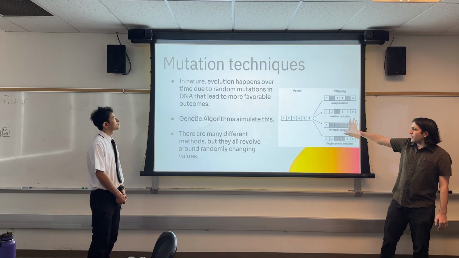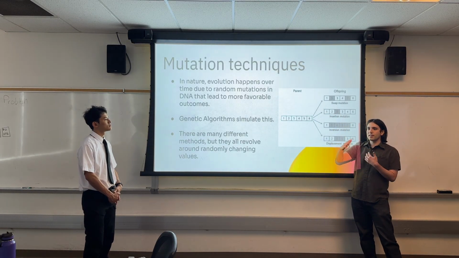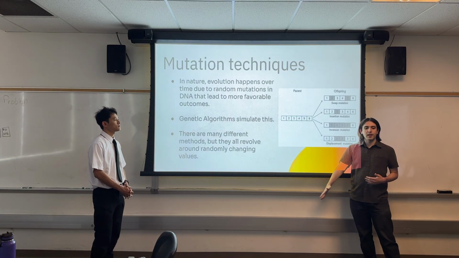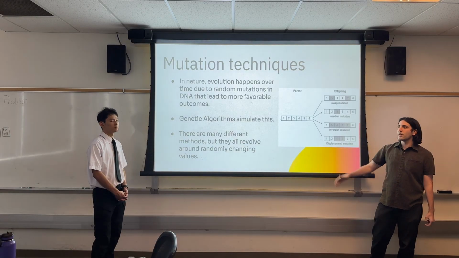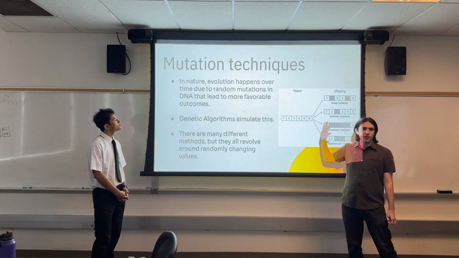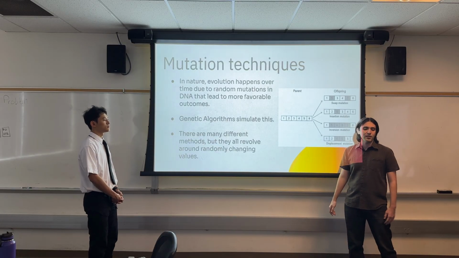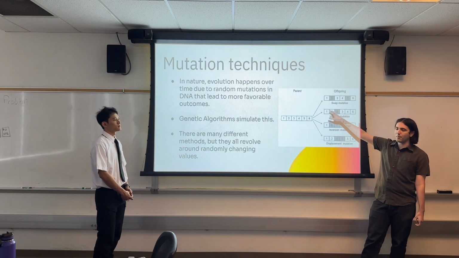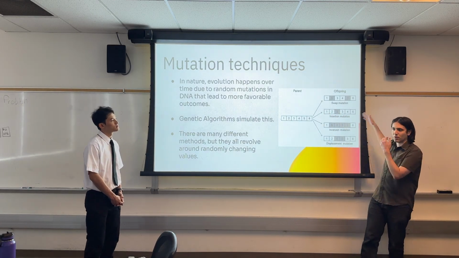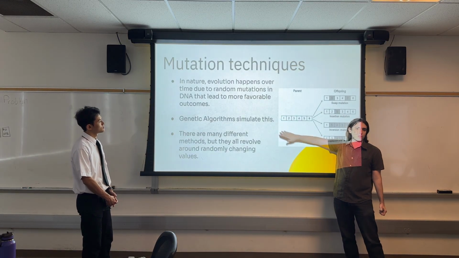So we need to add mutations into the mix. This is how we get better solutions over time. This is how we don't just get stuck on the same solution. Like in nature, evolution happens from random mutations. Maybe a kid is born and they're abnormally strong or something. That makes that person pass their genes on to the next person, and so on and so forth. We need to simulate this in genetic algorithms or we get nowhere.